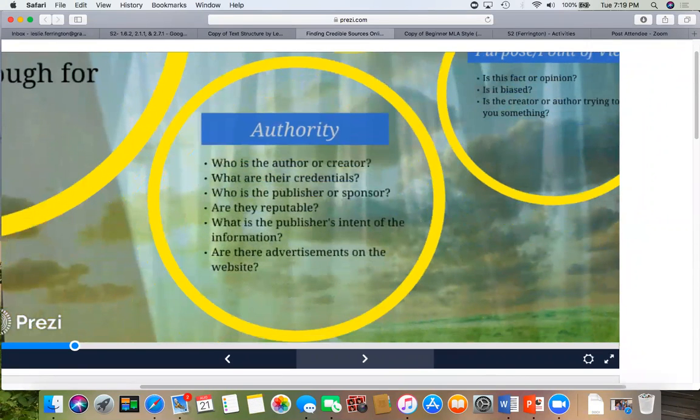The next thing is authority. So who is the author or creator, and then what are their credentials? Are they reputable? Are there a lot of advertisements? What is the intent of the person who's publishing this information? Are they trying to sell you something, or are they actually trying to just give you information that's not biased?